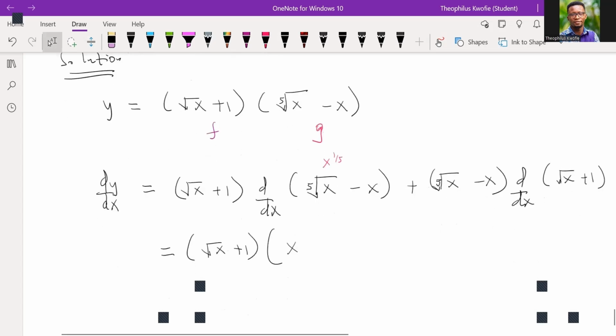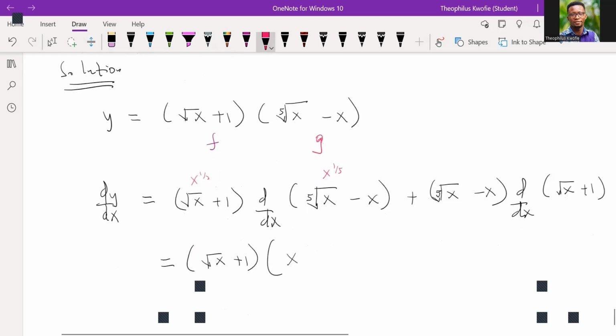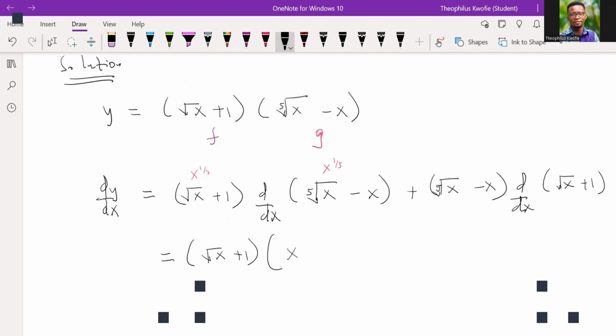So let's take note. And the root of x is the same as what? x to the power half, right? So I want us to take note of that. Now, what is the derivative of x to the power 1/5? So we drop the power, and that gives us what? 1 over 5, then multiplying x to the power, then you subtract 1 from the power. Let me be more specific. Let me take my time over here. I'll subtract 1 from that. And when I differentiate minus x, I get minus 1, right?